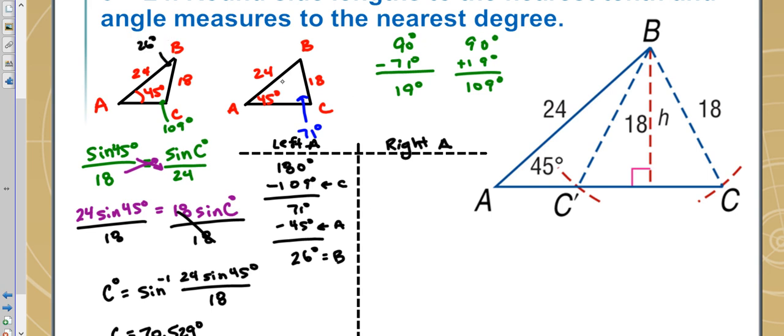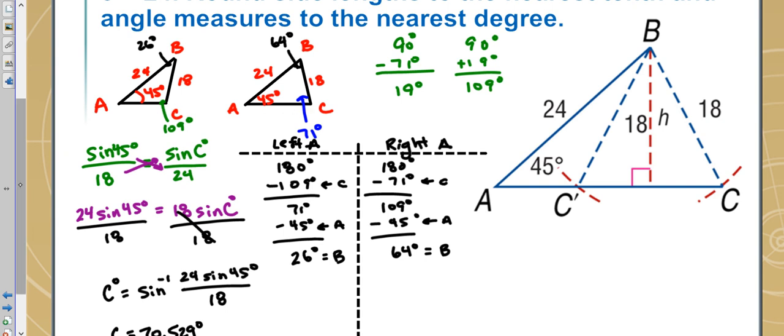And now I'll do that on this right triangle. I start with 180, and I subtract the 71 degrees, which is this one's angle C, and I'm left with 109, and then I take away the 45, which was angle A, and what am I left with? 64 degrees, I believe. That would be my angle B. So this was here, 64 degrees. So now the only thing left to find is this side length on both of these.